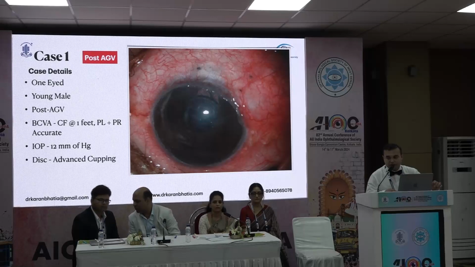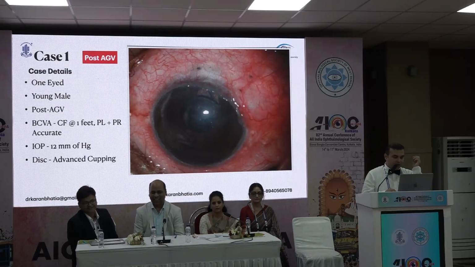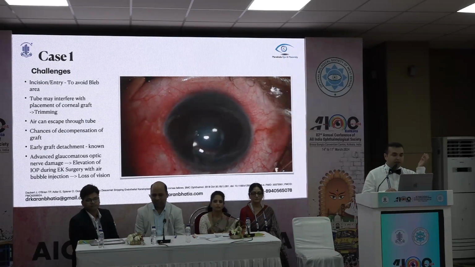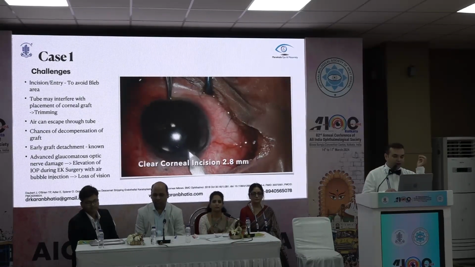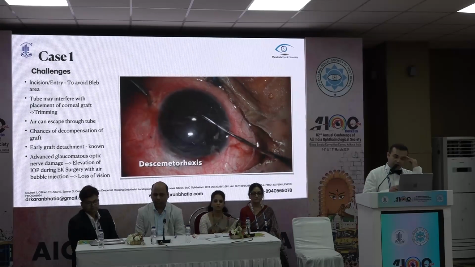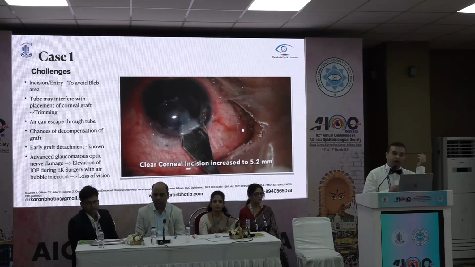Coming to the challenging situations of the eye. This is a one-eyed gentleman post AGV and with advanced cupping. The challenge over here is the incision entry. One thing that you need to do is avoid the area of the bleb, and then as you can see, I'm making a clear corneal incision using a descemetorhexis. Then you need to enlarge this corneal incision only.